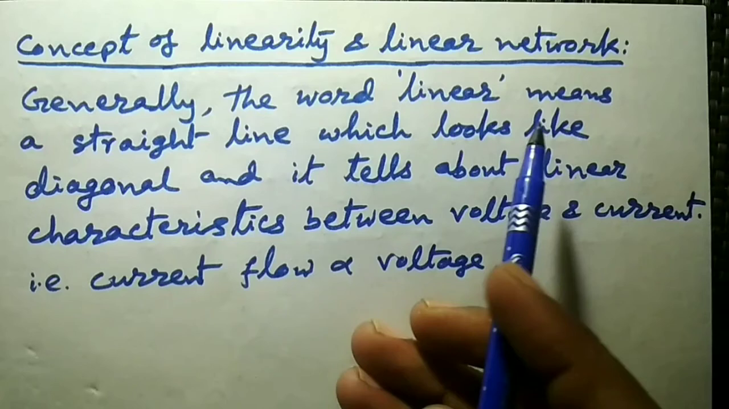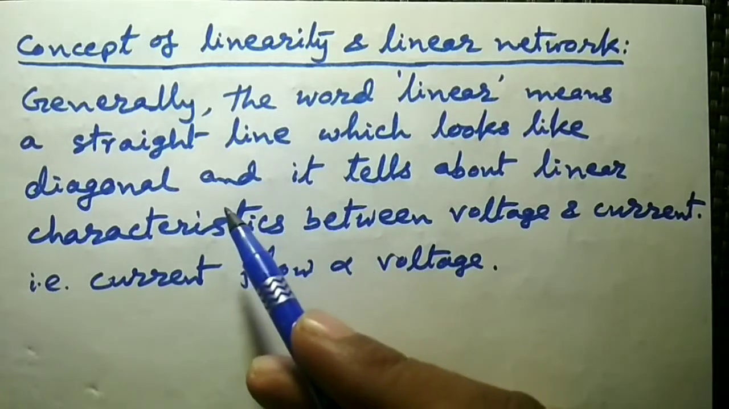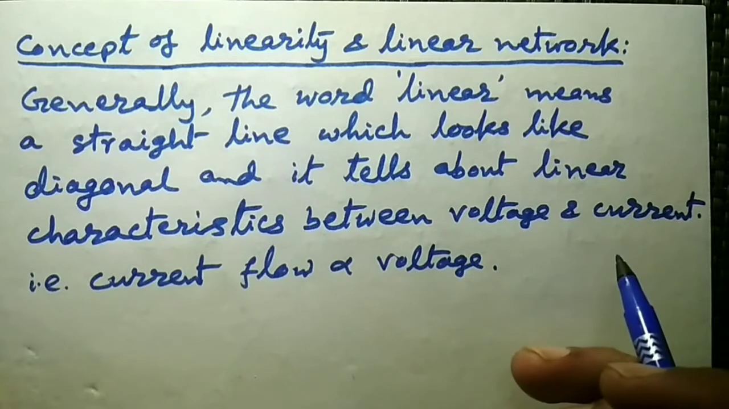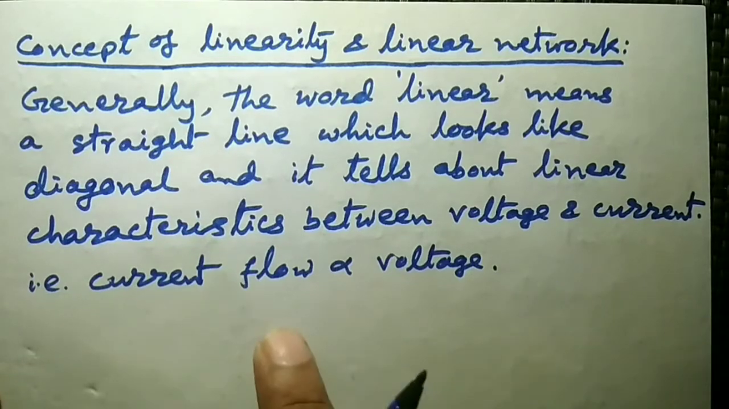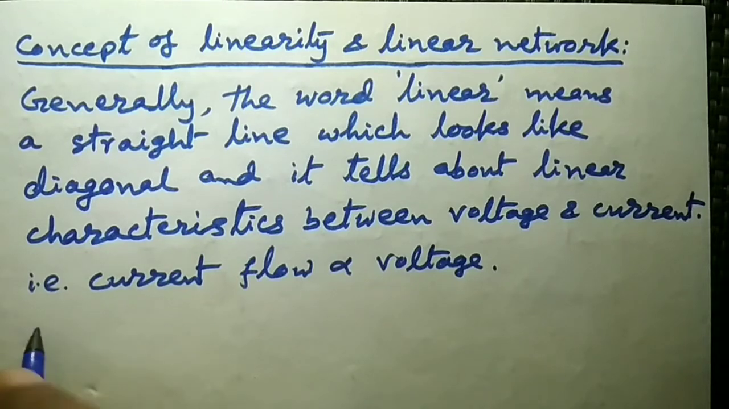Now the concept of linearity and linear network. Generally the word linear means a straight line which looks like a diagonal, and it tells about the linear characteristics between voltage and current. That is, current flow in a circuit is directly proportional to the voltage. It means in the circuit, if the voltage is increased, then the current will also be increased in direct proportion, and vice versa.